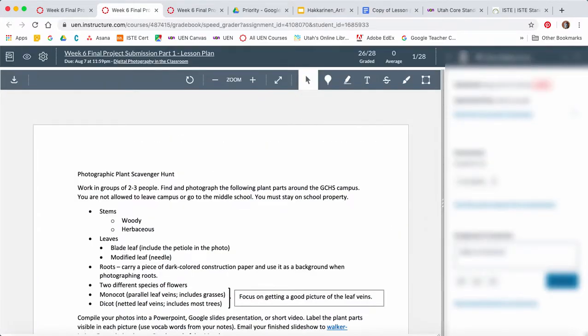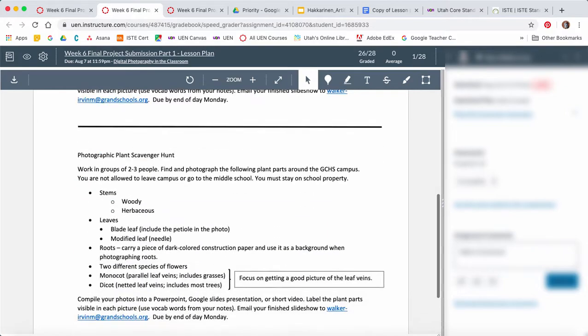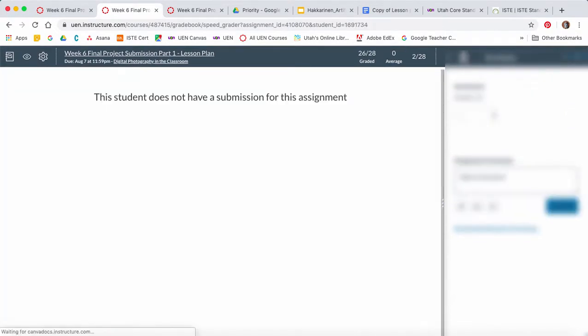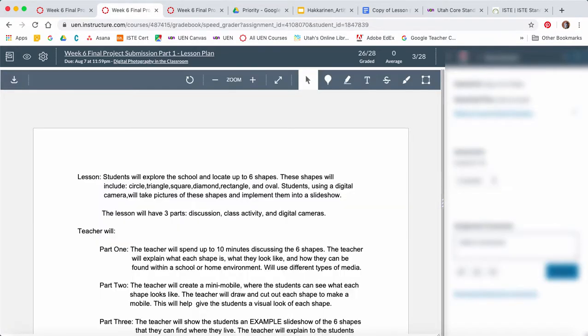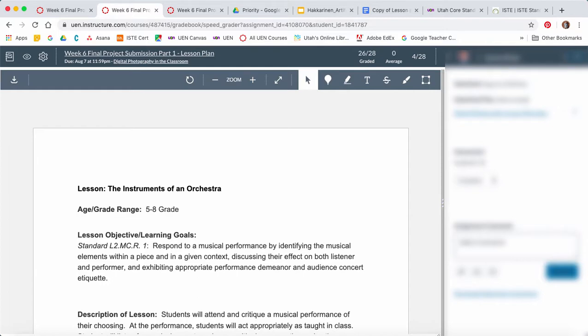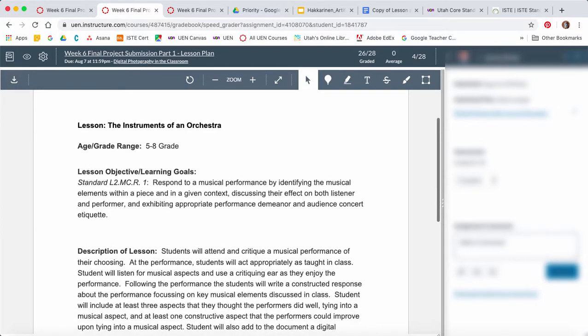So we end up with some really interesting final projects submitted by our students, our teachers, exciting lessons from everything from science to exploring shapes in math. Very creative ways to use digital photography in the classroom. Here's one on instruments of the orchestra.